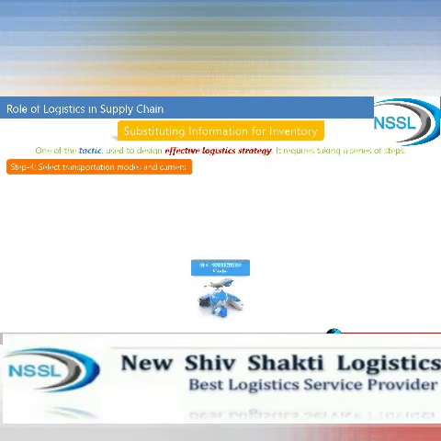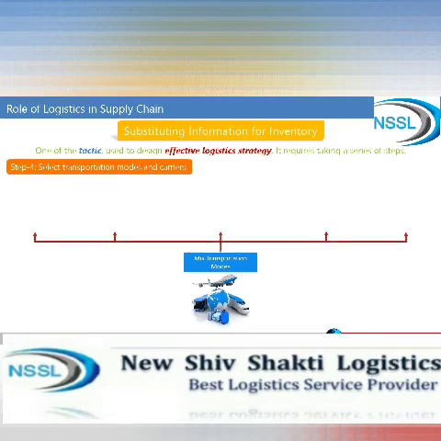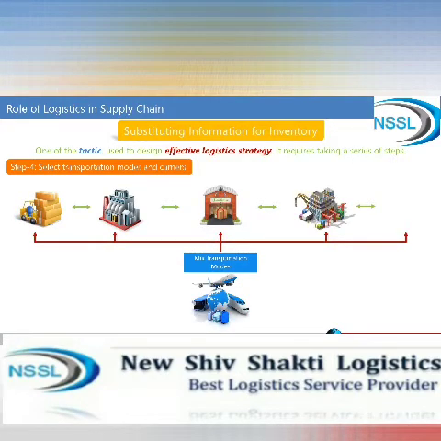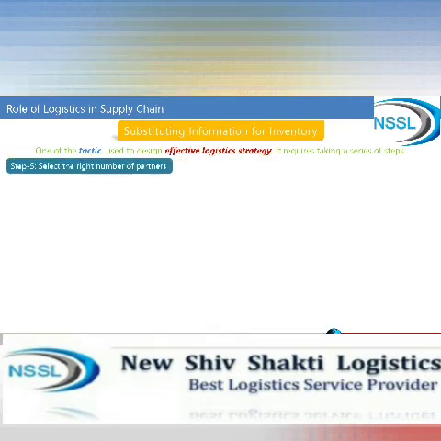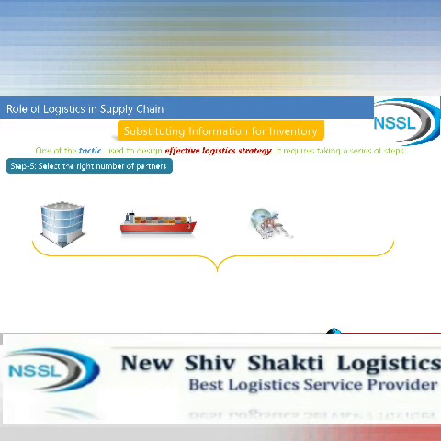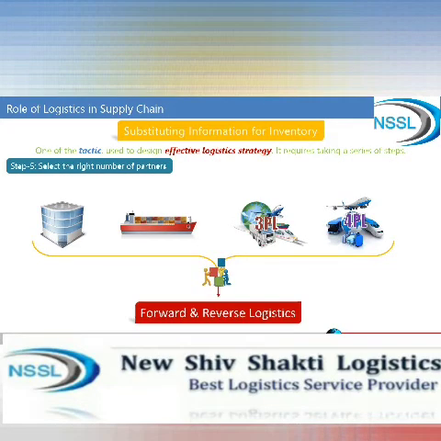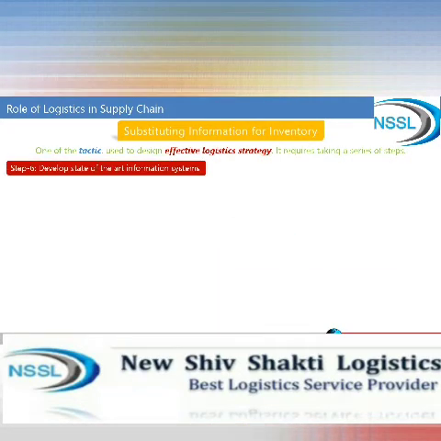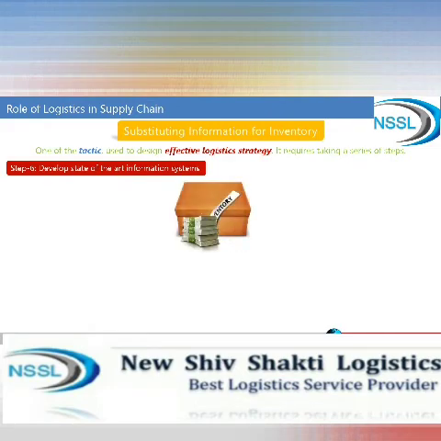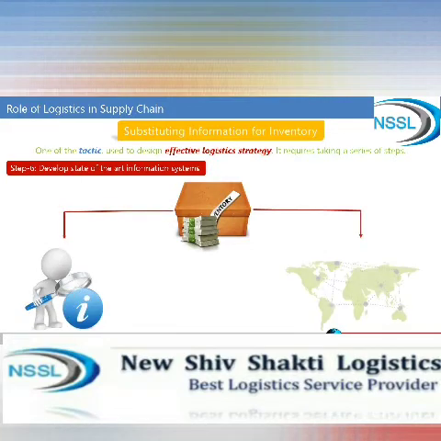Determine the mix of transportation modes that will most efficiently connect suppliers, producers, warehouses, distributors, and customers. Step 5. Select the right number of partners. Select the minimum number of firms, freight forwarders, and third or fourth party logistics to manage forward and reverse logistics. Step 6. Develop state-of-the-art information systems. It reduces inventory costs by accurately and rapidly tracking demand information and the location of goods.